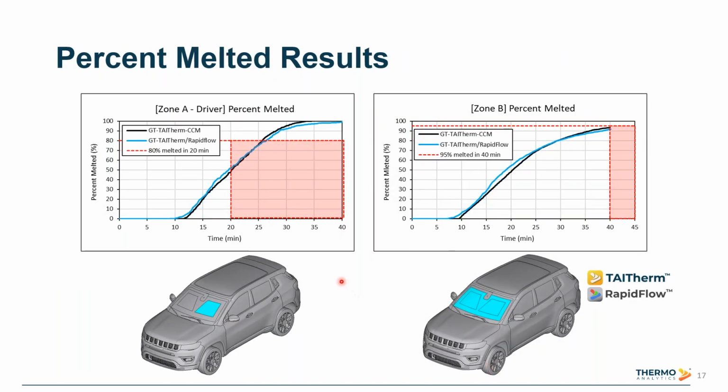This slide shows a comparison of the percent melted results from the 3-tool coupling simulation in black compared to the GT TAITherm rapid flow solution, which is the blue line. Zone A is plotted on the left, zone B on the right. You can see there are some slight discrepancies, but overall fairly good agreement given the trade-off in computational time.